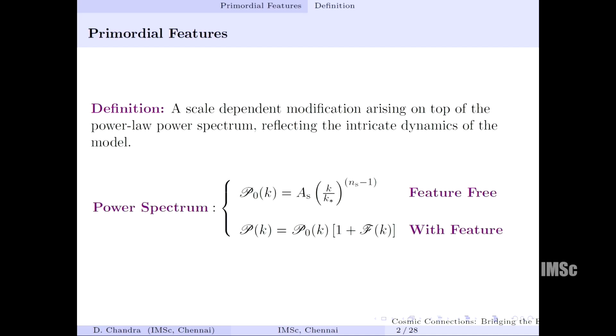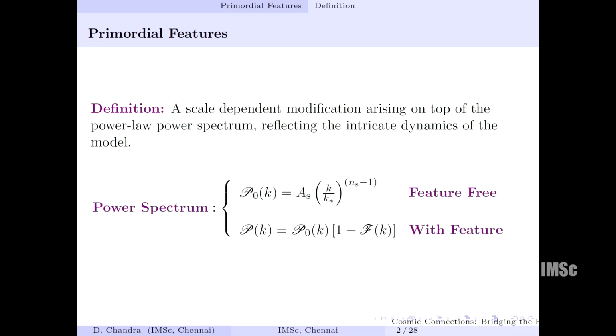Today I will be talking on the role of next generation cosmological surveys in identifying primordial features. Before going into the details, let me first define what primordial features are. Primordial features are nothing but the scale dependent correction we get on top of the standard power law power spectrum, and that mathematically appears as shown in the slide.